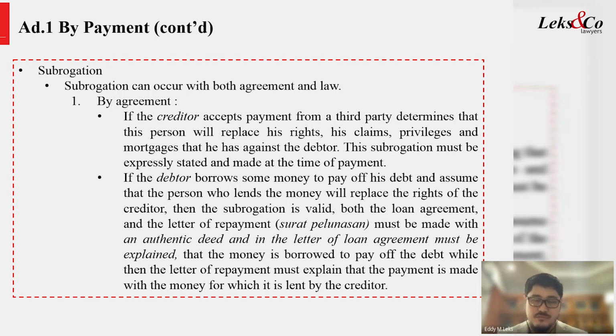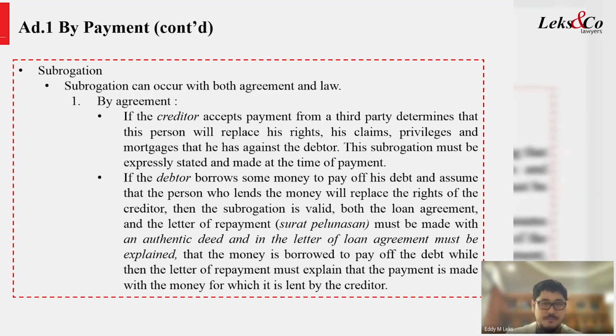Jadi kreditur, saya menerima uang dari pihak ketiga. Lalu saya tegaskan bahwa hak-hak saya di dalam kredit ini berpindah ke Anda, pihak ketiga. Ya, dan ini harus tegas. This subrogation must be expressly stated and made at the time of payment. Jadi dia bayar saya, ya. Pihak ketiga ini bayar saya. Kan kita bicara konteksnya pembayaran, ya. We are still in the context of by payment.